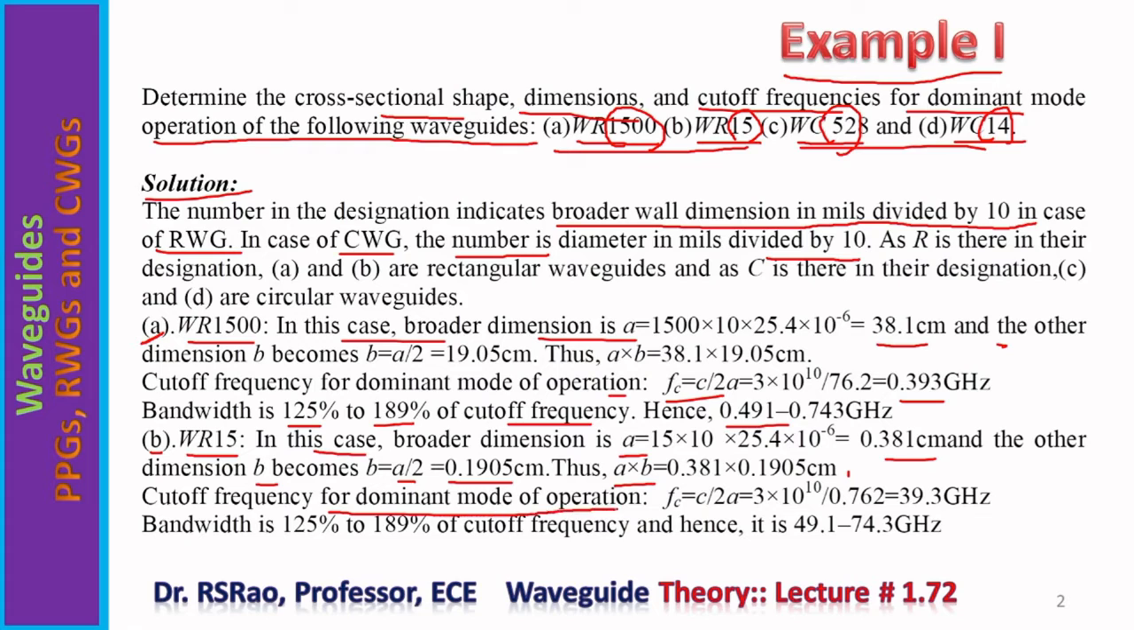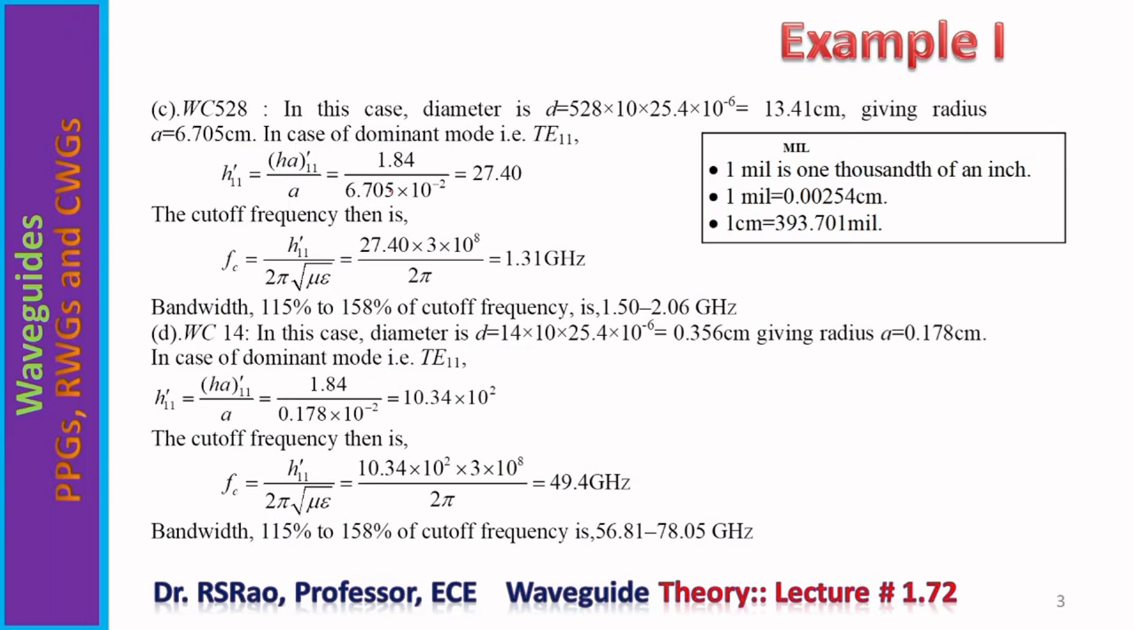Cutoff frequency for dominant mode of operation. Actual formula is FC is V by lambda C. This is the formula, V by lambda C. In the present case, V equal to C, lambda C equal to 2A. So it results in 39.3 gigahertz. Bandwidth, as already mentioned, it is from 125% to 189%. It comes out 49.1 to 74.3 gigahertz. Now C, WC528.